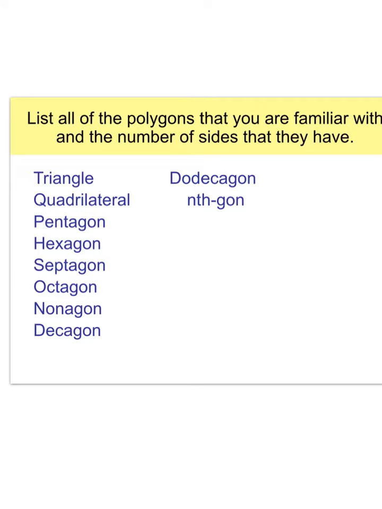So here are some polygons that you've already seen and we've already contended with. The first one is a triangle and the second one is a quadrilateral. We know that the triangle has 3 sides and a quadrilateral has 4 sides. Then we have a 5-sided figure called a pentagon. So you're going to have to know the terms as well as the number of sides associated with them.